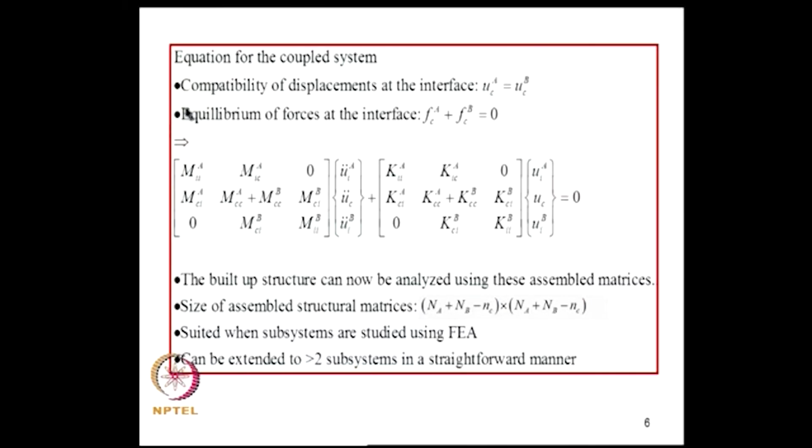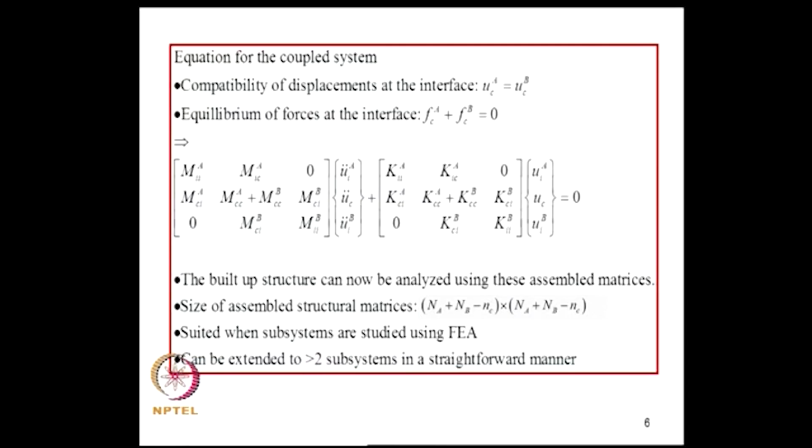Now, how do we get the equation for the coupled system? The coupled system equation is obtained by considering the compatibility of displacements at the interface, which demand that UCA must be equal to UCB. And similarly, equilibrium of forces at the interface requires that this FCA plus FCB must be equal to 0. So, if we use these conditions, I get this matrix. So, this is the built up structural matrix for the built up structure. This is the mass matrix and the stiffness matrix.